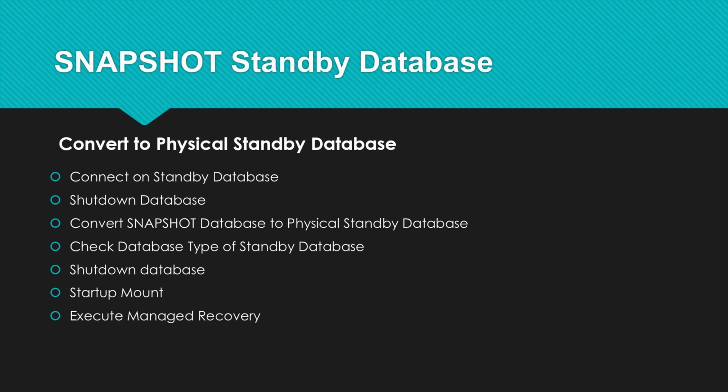At any point in time, let's suppose in the evening we decide we want to test our physical standby database. So we stop the replication which is performed from the primary to standby. Let's suppose standby 1. So I just stop the replication at my standby database and convert this standby database into a snapshot standby database. After converting to the snapshot database, this physical standby database will be in read-write mode.